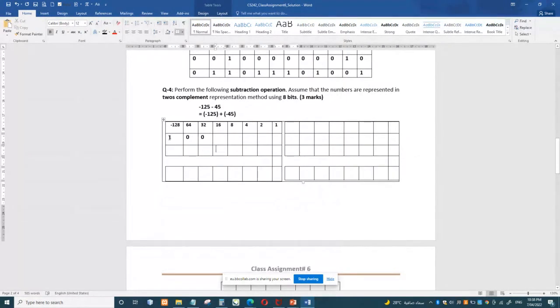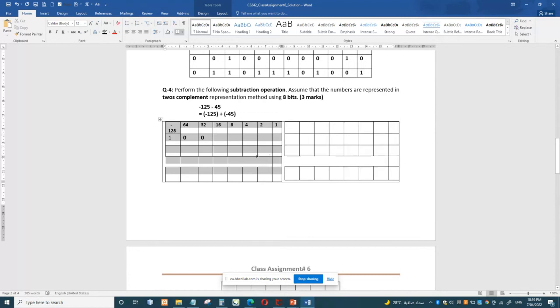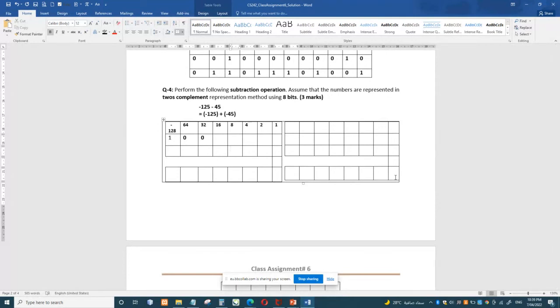Are you understanding what I'm saying? We can directly represent minus 125, and in that case we don't need to do anything else. There are 2 tables here: one table is for representing minus 125, another is for representing minus 45. Since these are smaller numbers, we can directly represent them, and I don't need the remaining boxes.